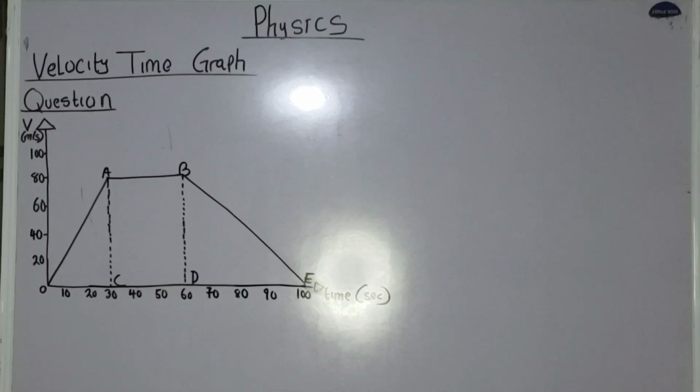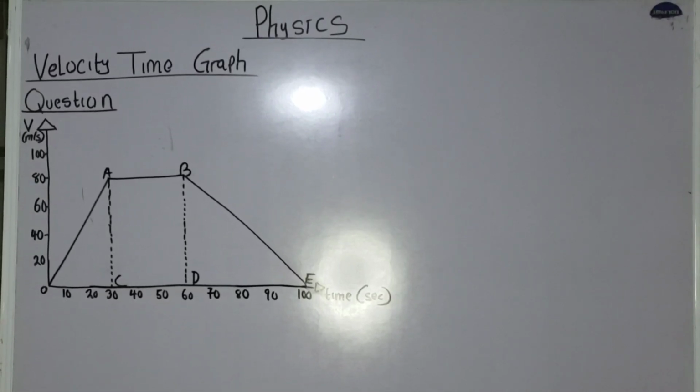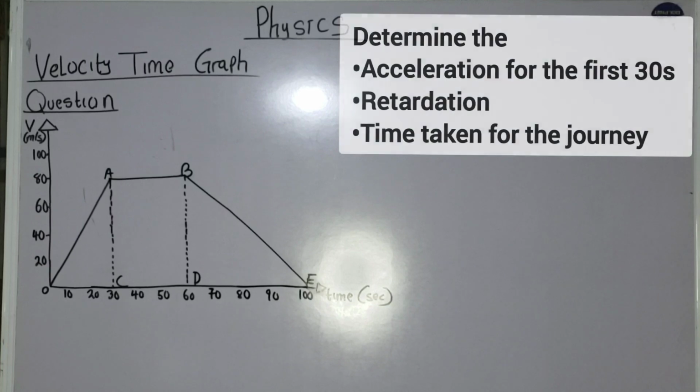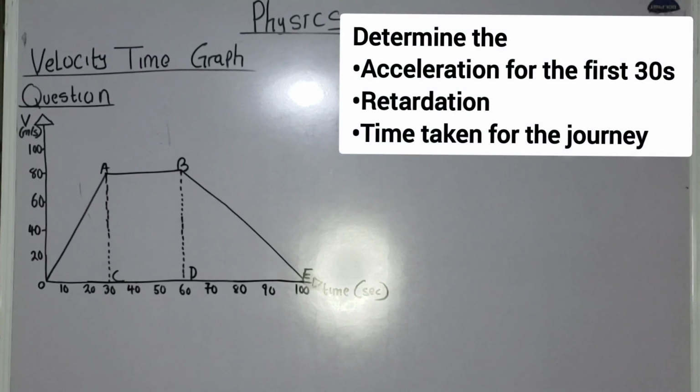This is the velocity time graph of a body. We are asked to calculate the acceleration for the first 30 seconds. We are asked to determine the retardation, and also to determine the total time travel. Now let's start with the first question, which is the acceleration for the first 30 seconds.